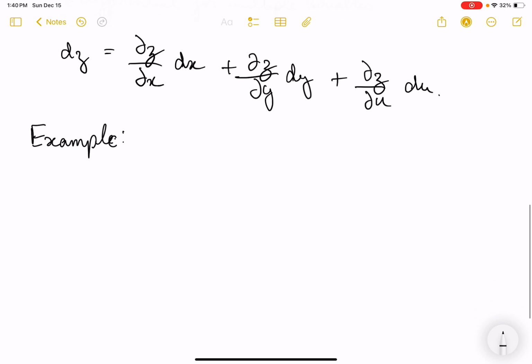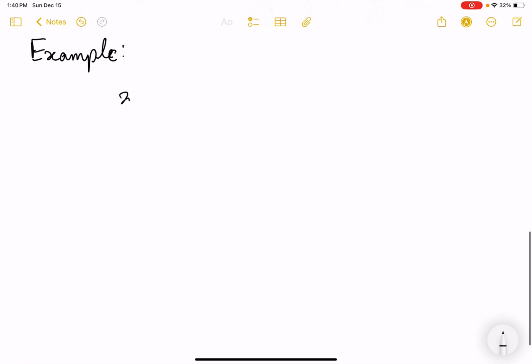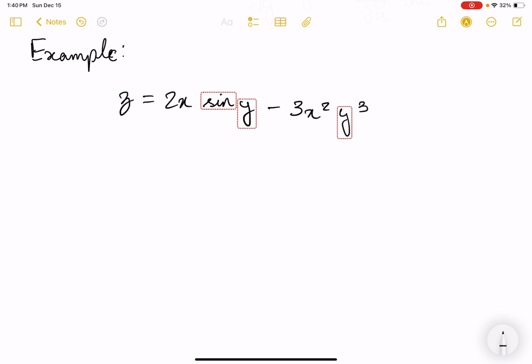Let's say that z is equal to 2x sine y minus 3x squared y cubed. What is the total differential of this equation? Well, this is pretty simple.